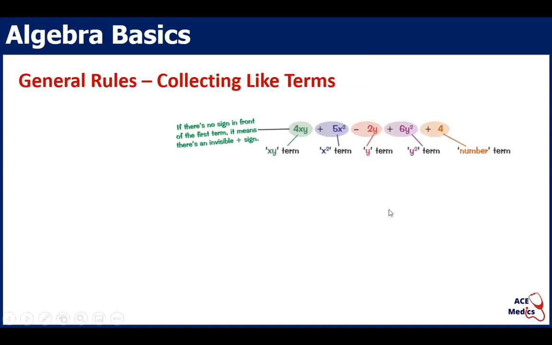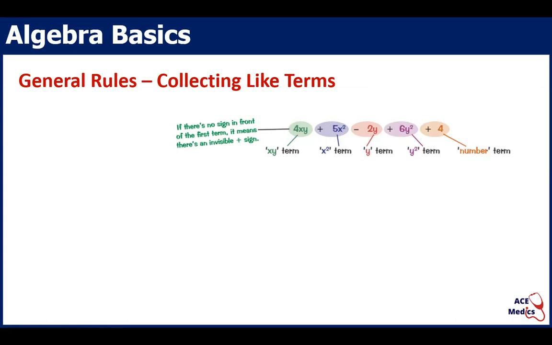Now, I've put this little picture here because it's showing that each of these coloured circles is a term. Okay, so when I refer to a term, I refer to the collection of that number with the letters that it's associated with, but also the sign in front of it. Okay, 4xy obviously doesn't have a sign in front of it. We assume it's positive. If there was a negative in front, then it would be negative. If it doesn't have a sign, it's positive. Okay, so that's our first term.